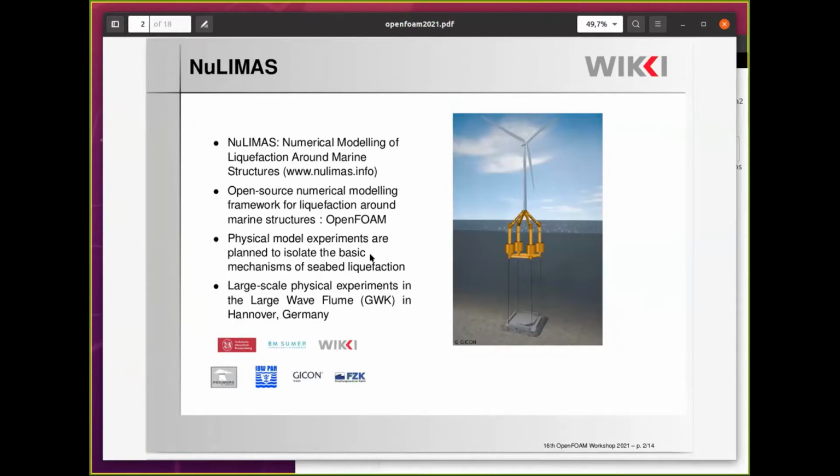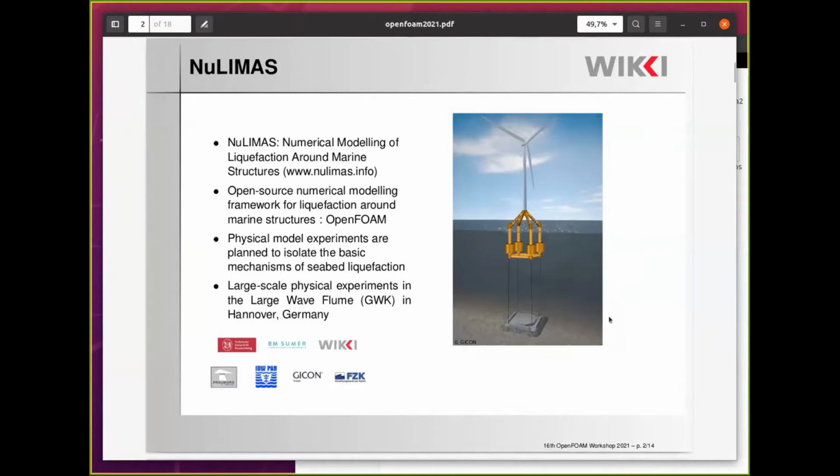The main objective of this project is to develop an open source solver in OpenFOAM to solve for liquefaction around marine structures. This project also comprises small-scale experiments at one of our project partners in Poland and large-scale tests at GWK Hannover. These tests capture liquefaction, which fills the knowledge gap, and are also helpful to validate our numerical toolbox. At the right is the ultimate design that we would like to validate at the end, which is designed by one of our project partners, Keycon.